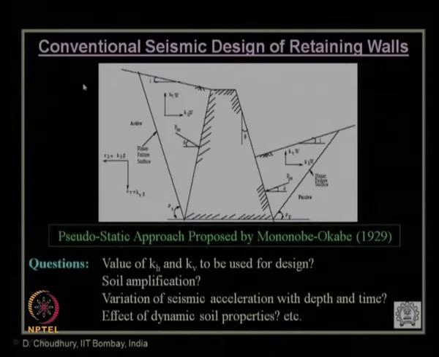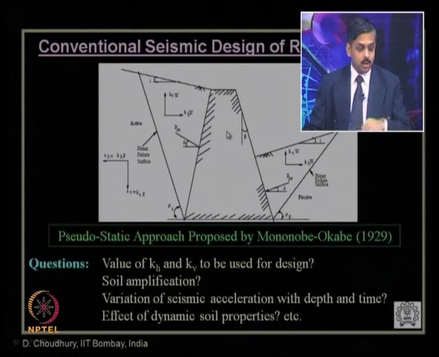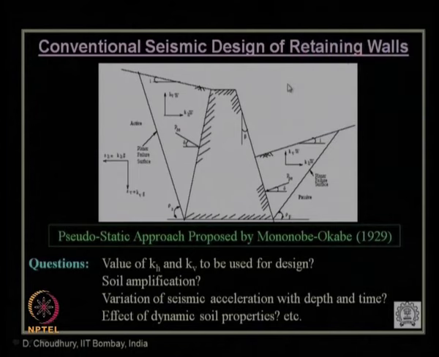Then we have seen the conventional seismic design of retaining wall, which is nothing but the pseudostatic approach as proposed by Mononobe and Matsuo in 1929 and by Okabe in 1926, which is combinedly and commonly known as the Mononobe-Okabe method of 1929, the pioneering work for computation of seismic earth pressure on retaining wall. This is nothing but an extension of Coulomb's static earth pressure theory.